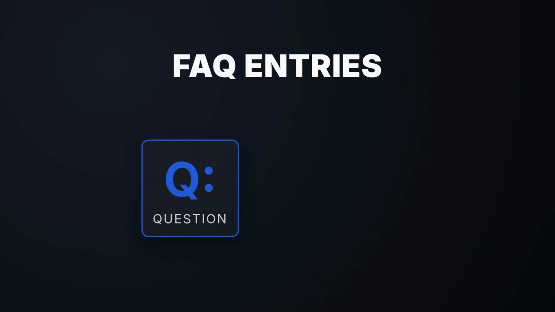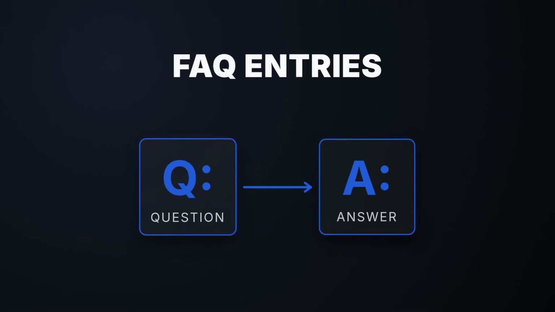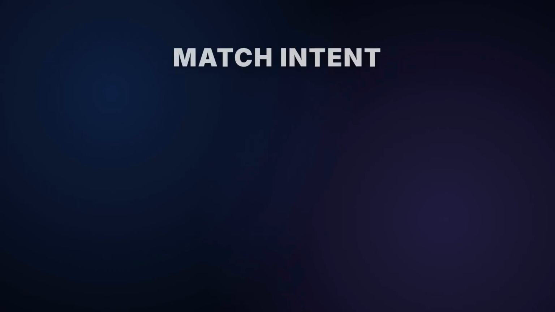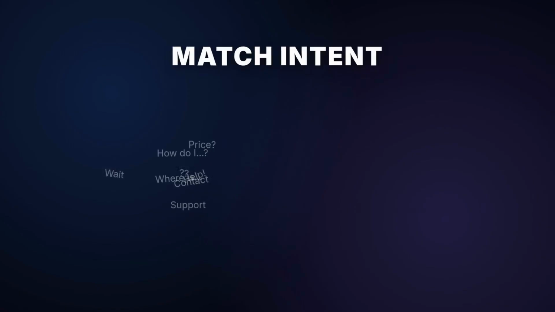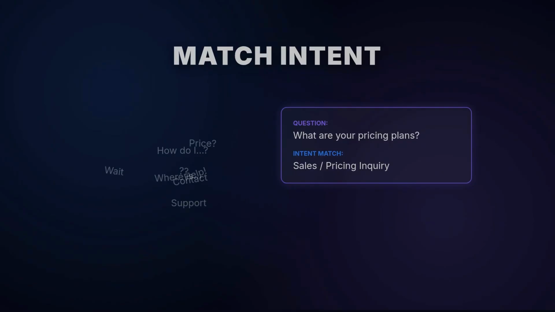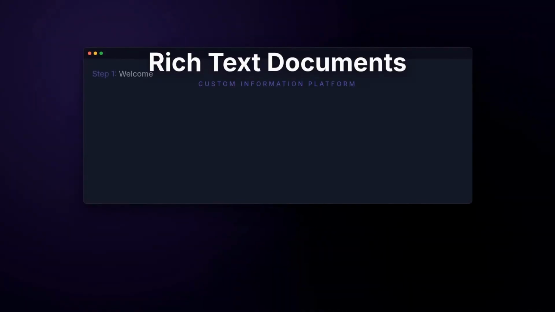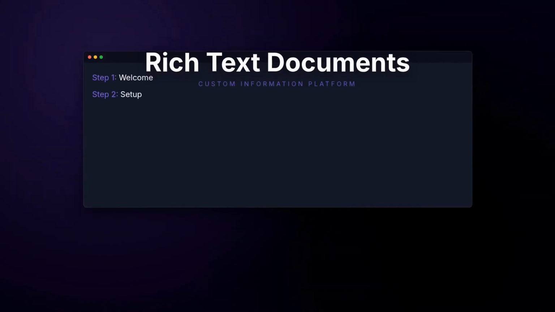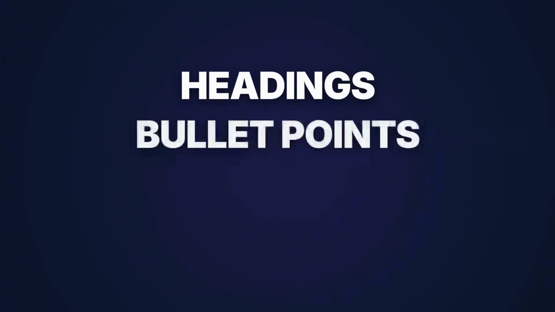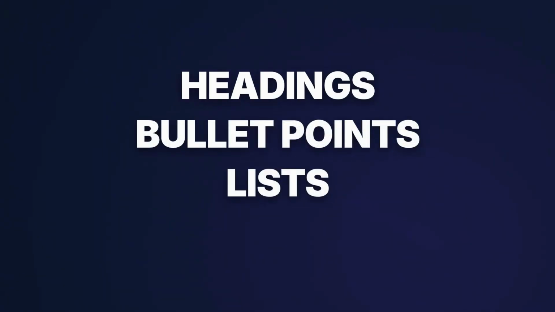Another important source is FAQ entries. FAQs are extremely valuable because they provide clear questions paired with clear answers. This format helps AI models understand intent. When users ask similar questions, the agent can easily match the structure. You can also add rich text documents. This allows you to write custom information directly inside the platform. Formatting matters here. Headings, bullet points, lists. All of these elements help the AI identify key ideas.